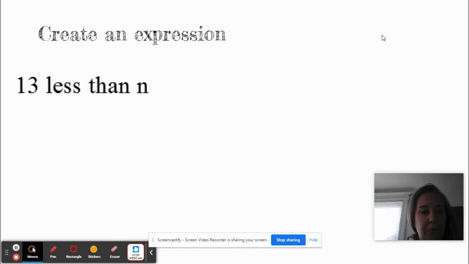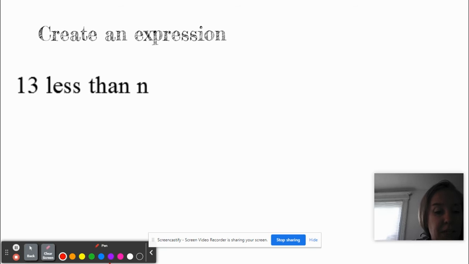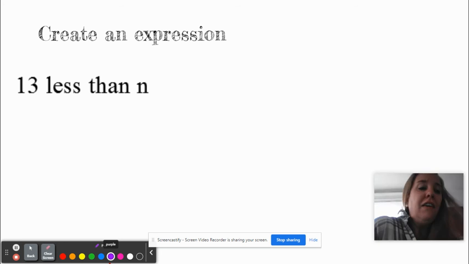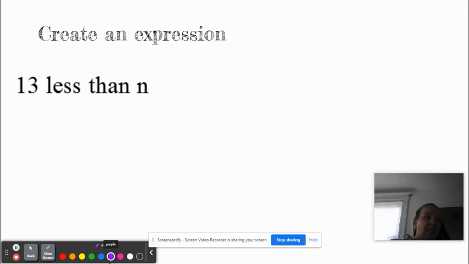Okay, so let's try this one, right? We have 13 less than n. So some people, since the 13 comes first, they're tempted to just put 13 minus n, but you have to stop and think. If I told you I have 13 less dollars than $20, that would be 7, right? So 13 less than 20 is 7, right? So you're actually taking that original thing and taking 13 away from it. So we have 13 less than n.